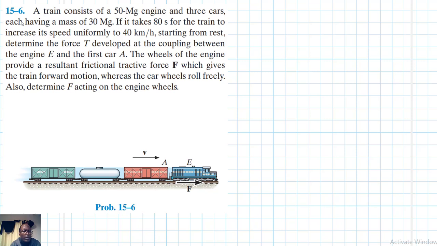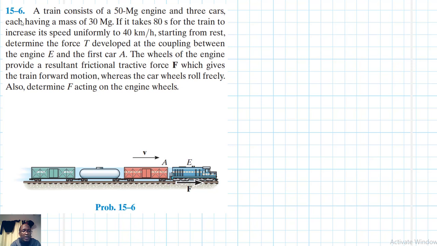Hello, I welcome you. The problem reads: the train consists of a 50 megagram engine and 3 cars, each having a mass of 30 megagrams. If it takes 80 seconds for the train to increase its speed uniformly to 40 kilometers per hour starting from rest, determine the force T developed at the coupling between the engine E and the first car A.